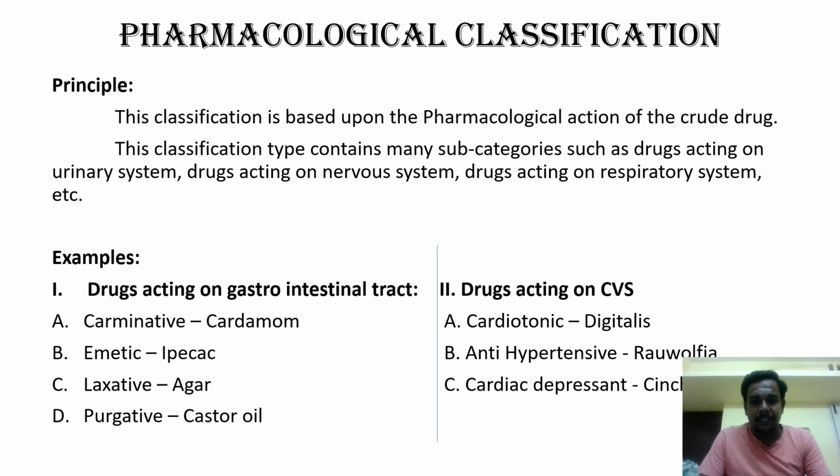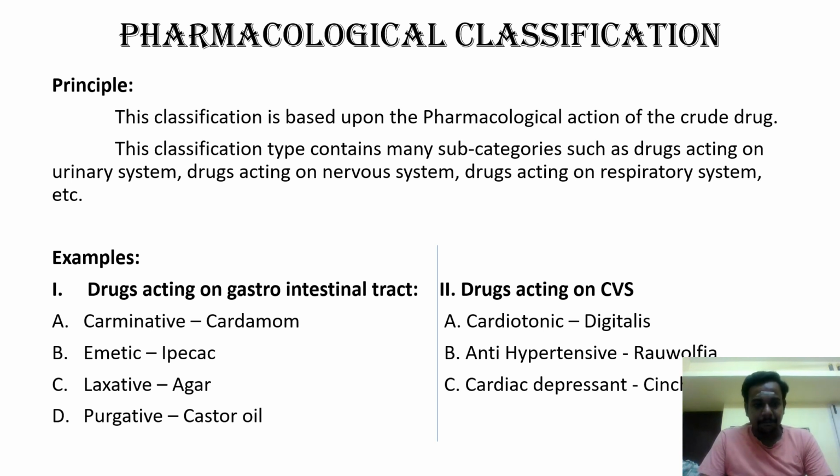So the drugs acting on the gastrointestinal tract have here four subtypes. We are just going to see only four. There are many more, but let us see two or three examples in each subcategory so that it won't be too confusing, right? Number one, carminative. Carminative means those drugs which ease digestion by relieving gases from our stomach. The best example is cardamom, or else we can say all volatile oil containing drugs can be used as carminative.